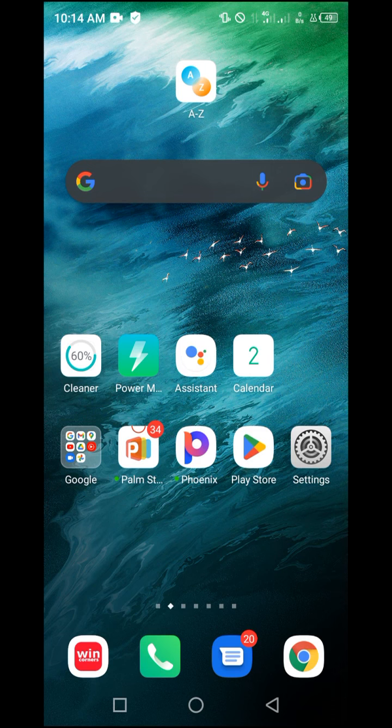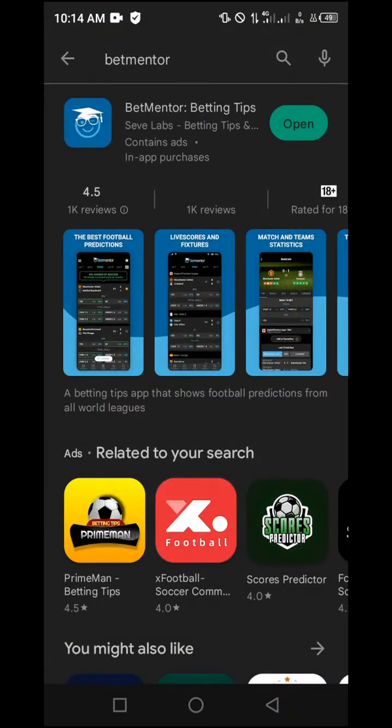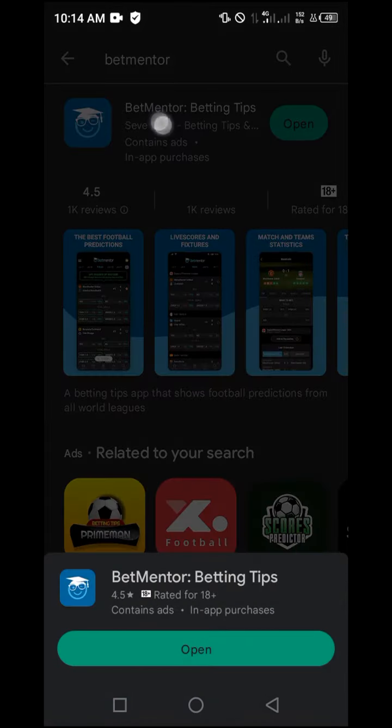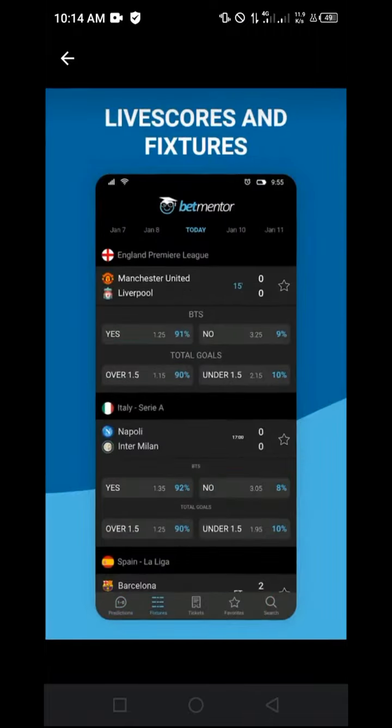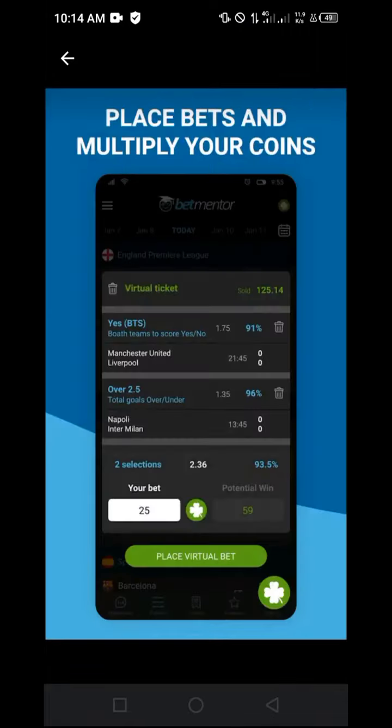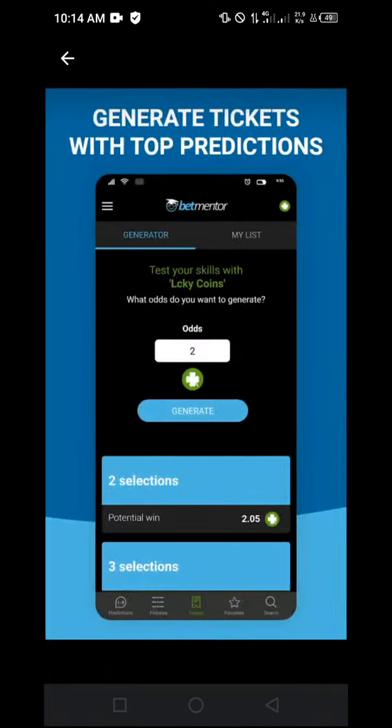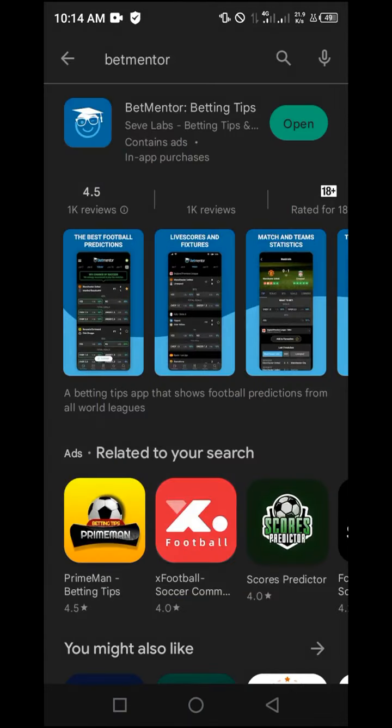So to begin with, what you want to do is to make sure that you locate your Play Store. As you can see in my case, just click on it directly. And at the top search of your Play Store, just make sure to type Bet Mentor. And when you click on search, you are going to be displayed with this app that you can see here. So this is how this app looks like from the inside. And once you are sure that this is the app, then please make sure to go ahead to install it successfully onto your device.